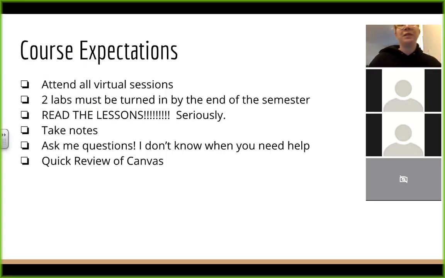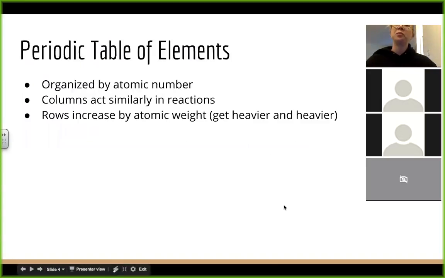I'm going to start with some basic stuff about the periodic table, right? Just generally about its organization. So it's organized by atomic number. So when we look at the periodic table, it goes 1, 2, 3, 4, 5, 6, 7, 8, etc. by atomic number. The columns, right, or up and down, are elements that are going to react similarly. They have similar properties, and we'll talk about why, actually. We'll explain why that is true at the end of this virtual session.